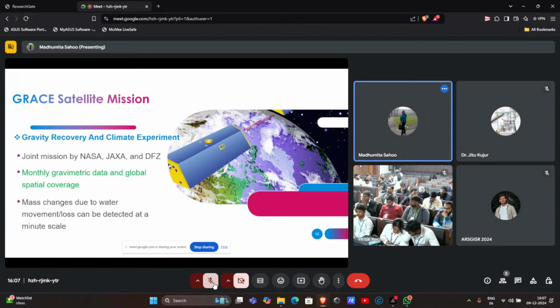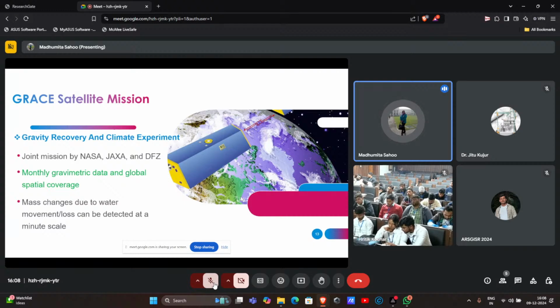So one of the satellite missions involved in this kind of measurement is the GRACE satellite mission. It stands for Gravity Recovery and Climate Experiment, which is a joint mission by NASA, JAXA, and DFG. NASA is the US space agency, JAXA is the Japanese space agency, and DFG is the German space agency. Collaboratively, they work with the Jet Propulsion Laboratory in California to get the GRACE satellite mission running.